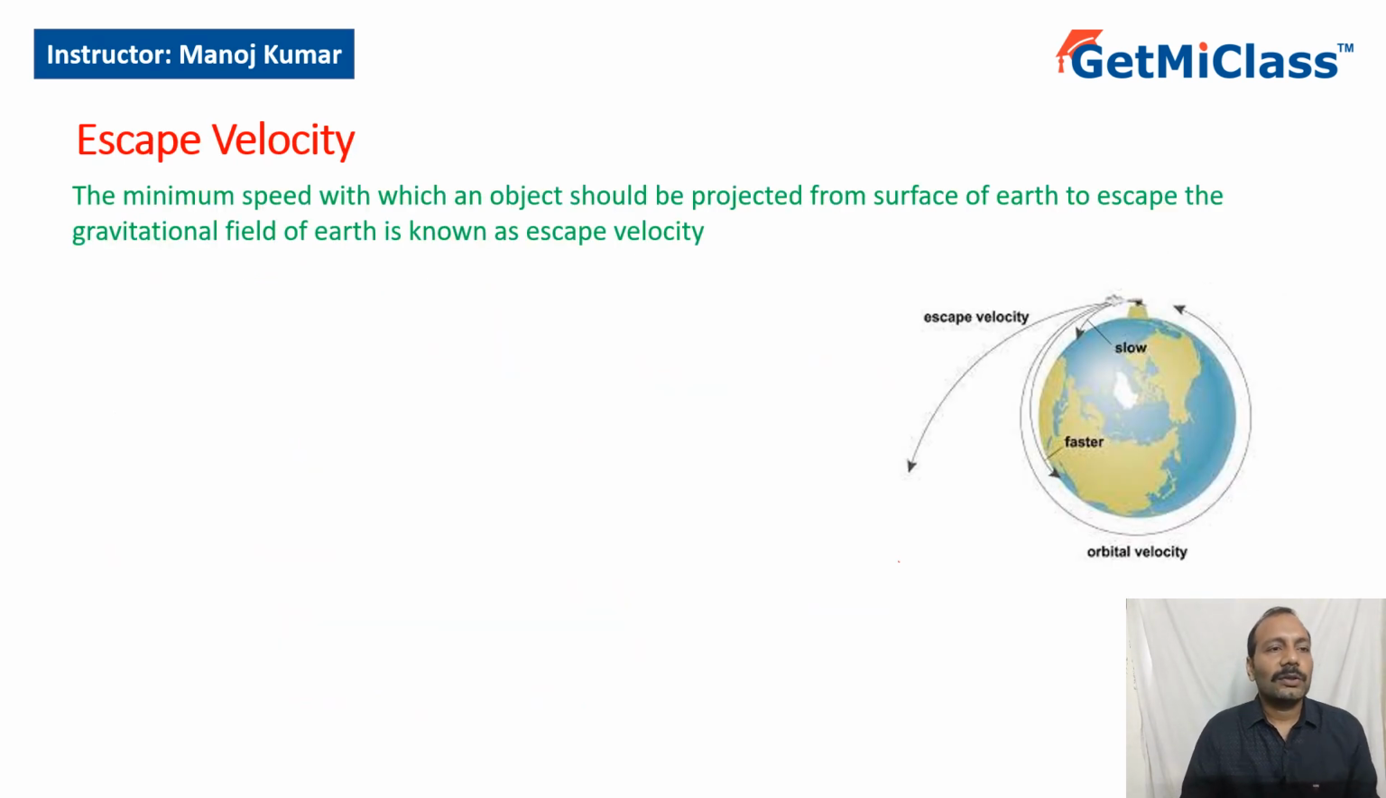Now let's move on to the next part, that is escape velocity. Escape velocity is the minimum speed with which, if an object is projected from the surface of Earth, it would escape the gravitational field of Earth.